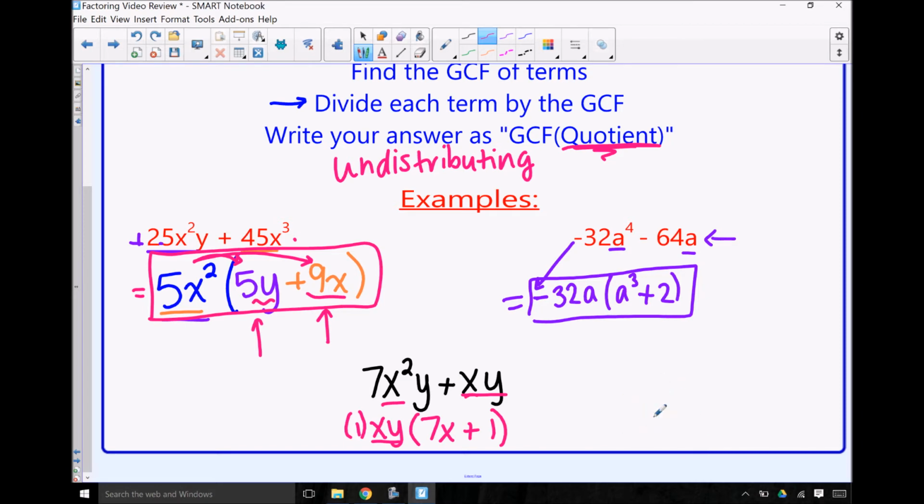So one thing to note is however many terms you have here is however many terms you should have in your quotient inside of your brackets right here. So this is my answer. Okay, and that's how you factor by GCF. Let me know if you have any questions.